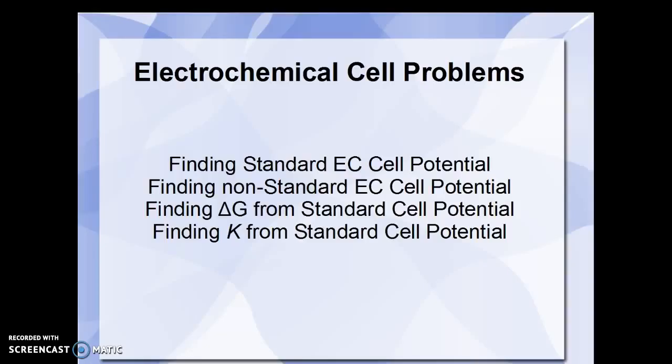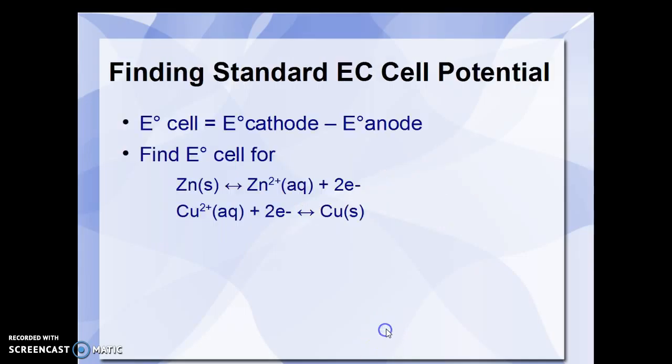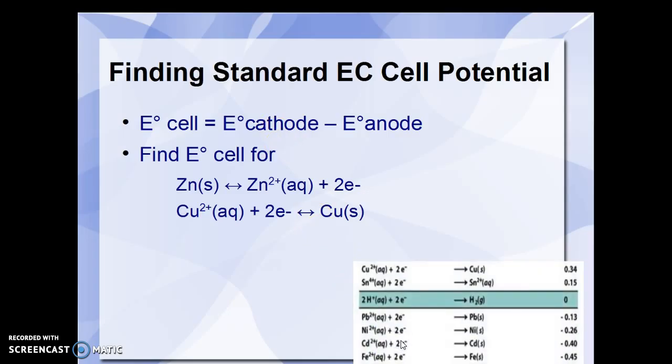Let's take a few moments to go over 4 kinds of electrochemical cell problems. These are galvanic cells, not electrolytic cells. So these run by themselves. First, we find standard electrochemical cell potentials by subtracting the half cell potential at the anode from the half cell potential at the cathode. We get this information from tables such as the one you see on the screen here.